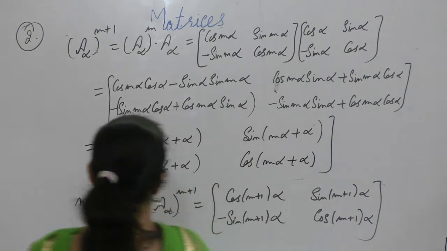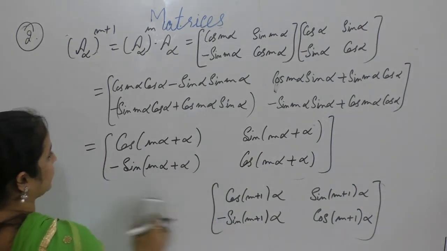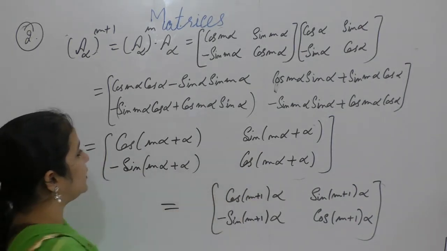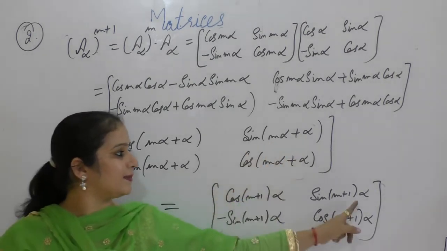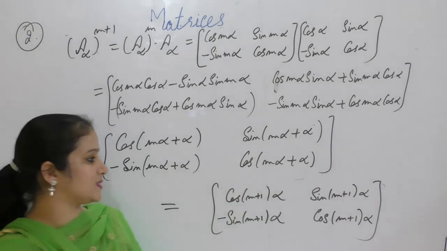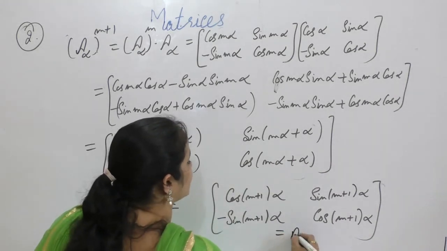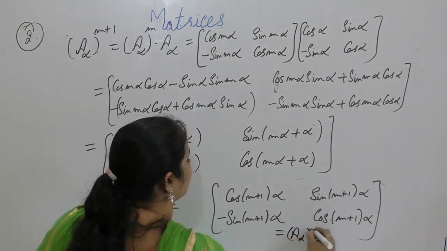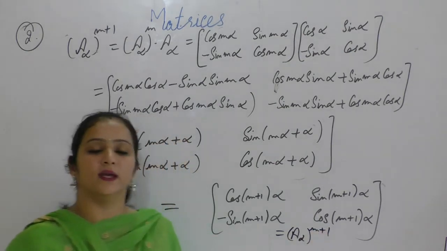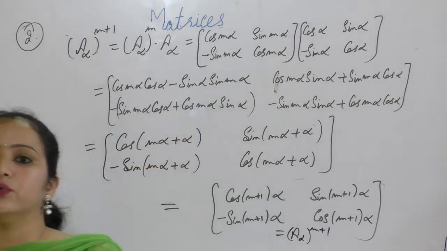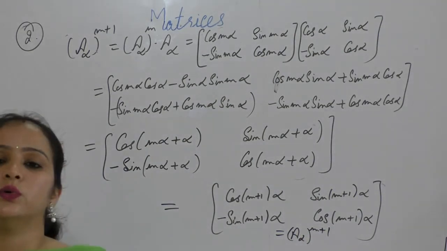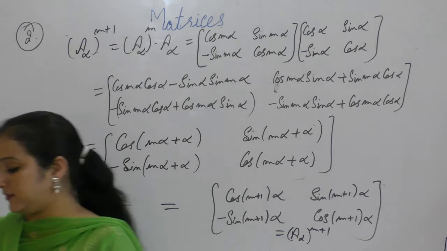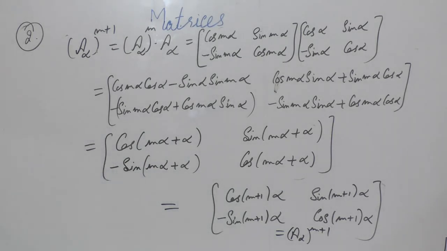Taking alpha common, we get cos((m + 1)α) and sin((m + 1)α), that is equal to α to the power m + 1. Therefore, the result is true for n = m + 1. Hence, the result is true for all positive integers by using mathematical induction.